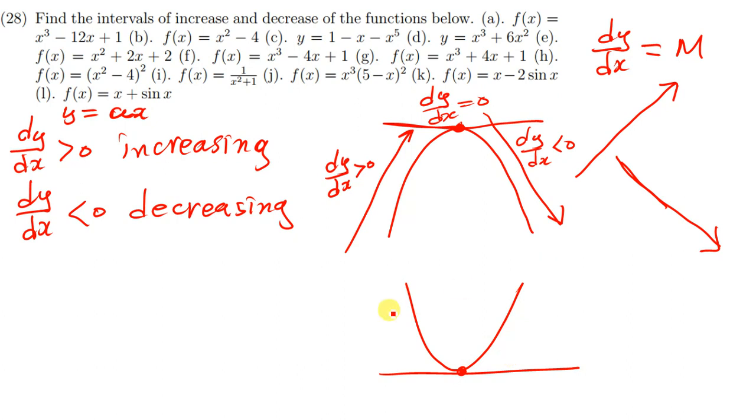So for such a function as this one, this side you can say the gradient is decreasing, meaning dy dx this side will be less than 0. And for this other side, since the gradient is increasing, dy dx is going to be greater than 0. So these are the concepts that we're going to use to solve question 28 and 29. Alright, so let's quickly begin to solve the questions.